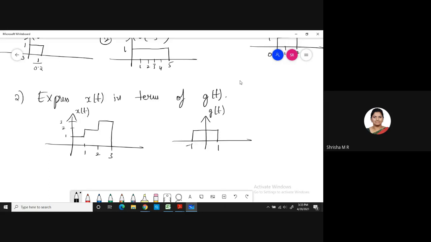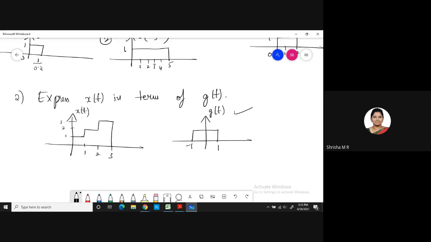Okay, so now what will you do? What is the first step? Scaling g of t to 0 to 1. Yeah, first we will do that. We'll try to get our signal from 0 to 2, because it's better to have a signal from 0 to 2 instead of -1 to 1. Okay, we will do that next step.